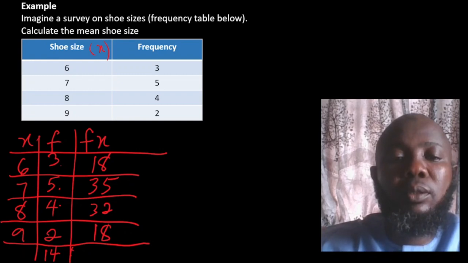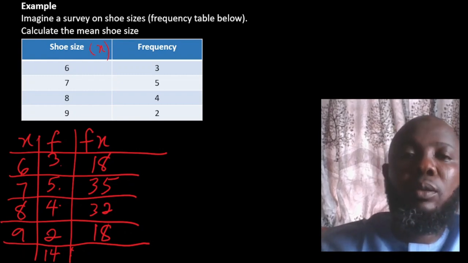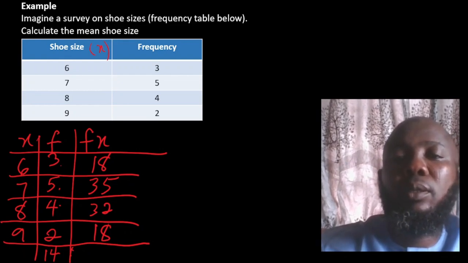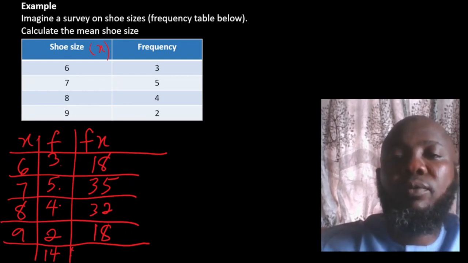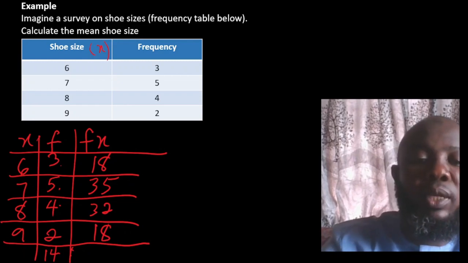So 18, I'm coming. We're going to add 18 plus 35 plus 32 plus 18. So that gives 103.